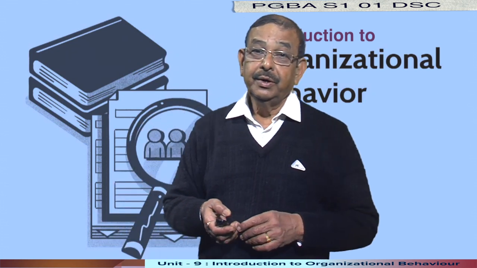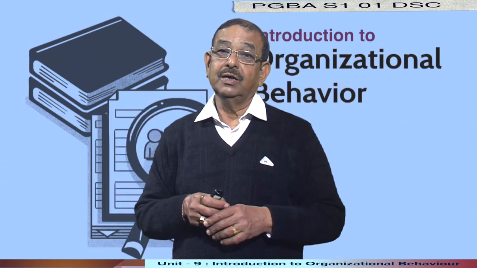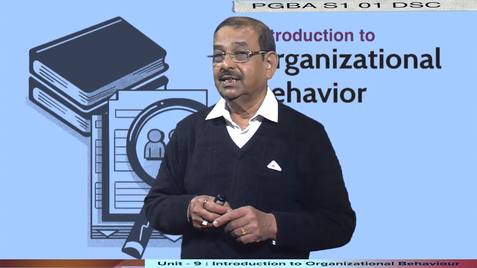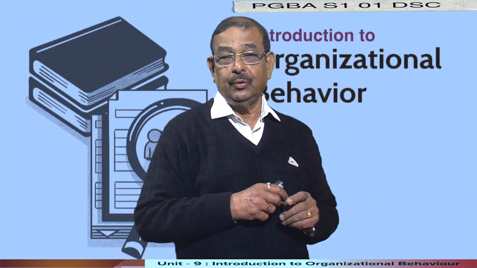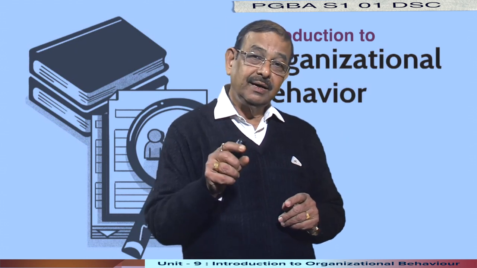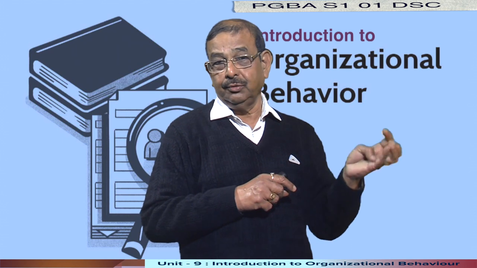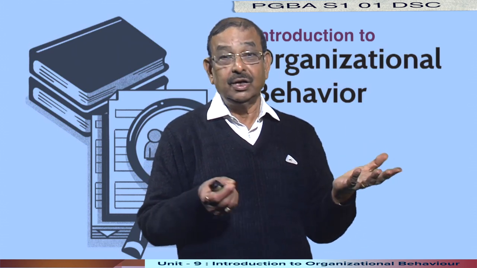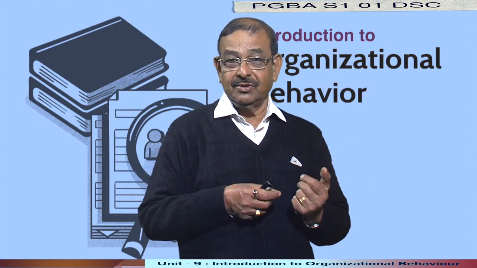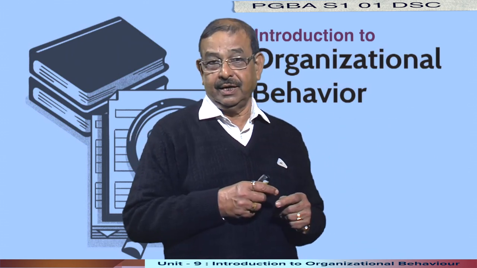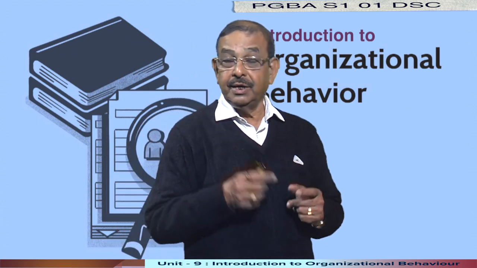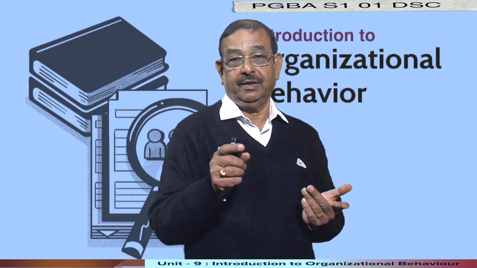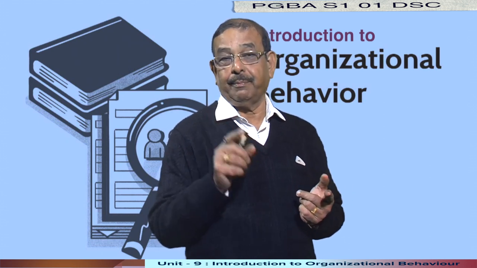Then we need to synthesize all these approaches. And basically, after having all these things, we can conclude that organizational behavior is an interdisciplinary approach. We need to have an understanding of psychology, anthropology, economics, sociology, and demographics. It's basically an interdisciplinary approach. Then we need to have an understanding of the scientific management approach. OB is scientific. It is a systems approach.